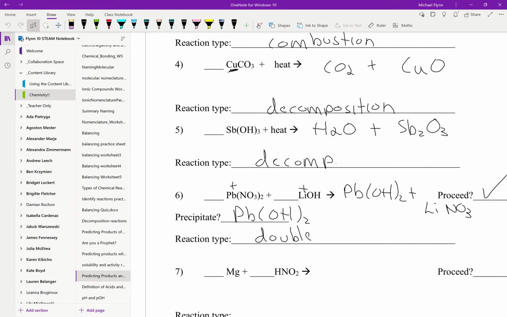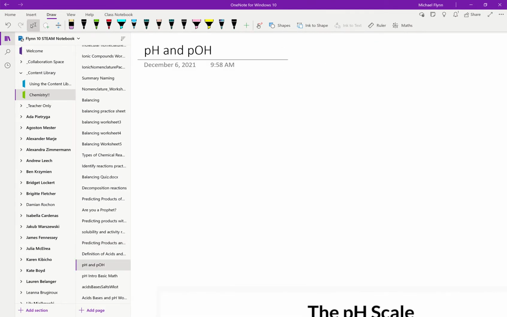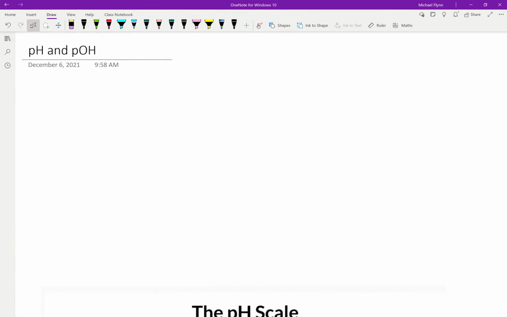All right then, so I won't waste any more time. Let's get right to the lesson for today. And the lesson for today is very straightforward. It's about something you might have heard of before, called the pH and the pOH scale. Probably the pH scale you've heard of before, but I won't take too much time with it.